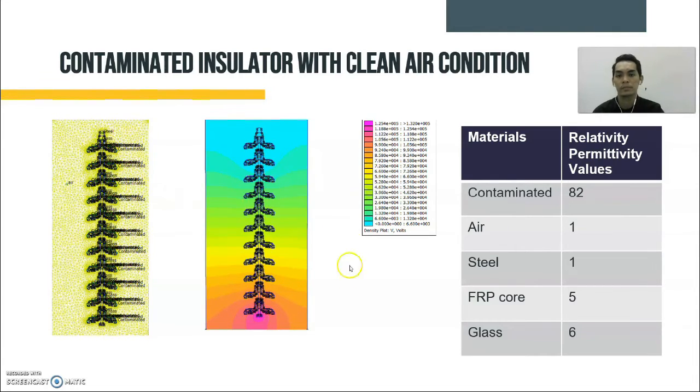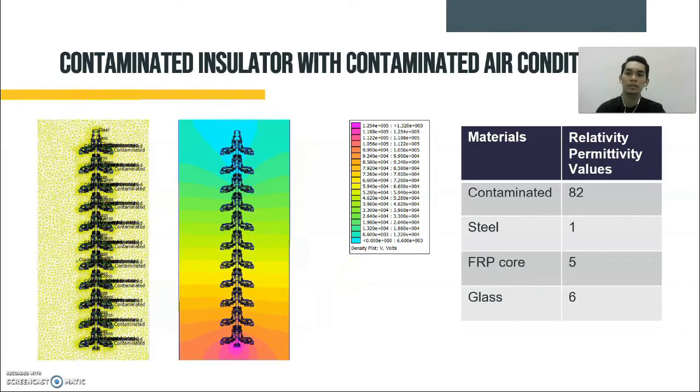Next is the contaminated insulator with contaminated air condition. The difference from the previous part is that this part uses contaminated air, while in the previous part we used a clean air condition. So this is a contaminated insulator with a contaminated environment.